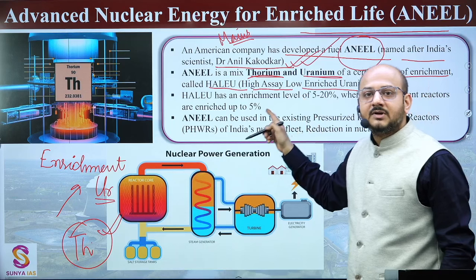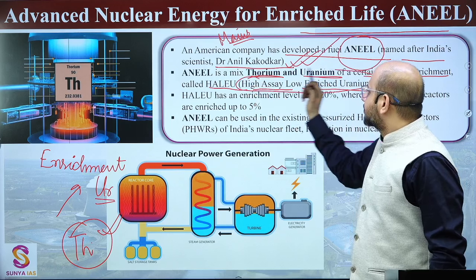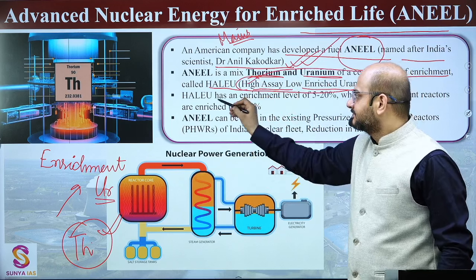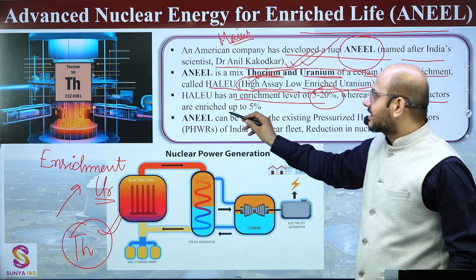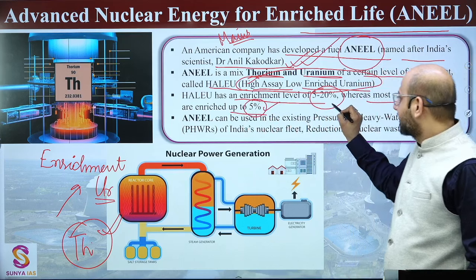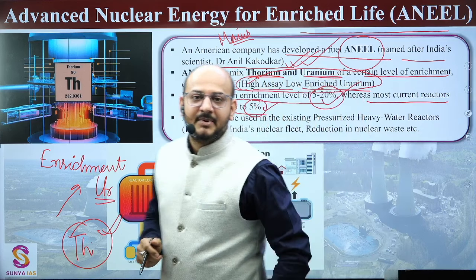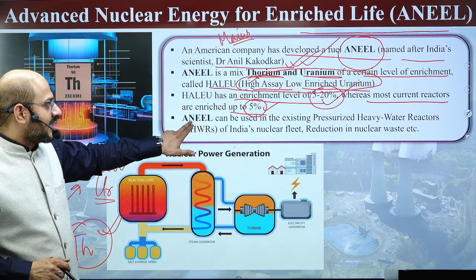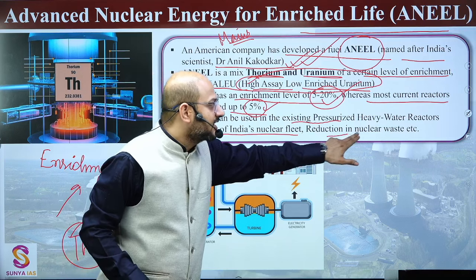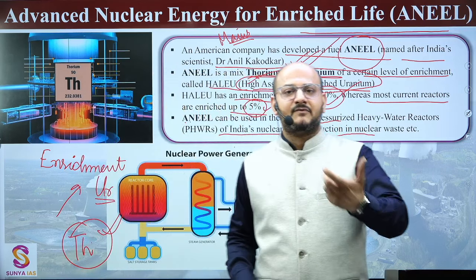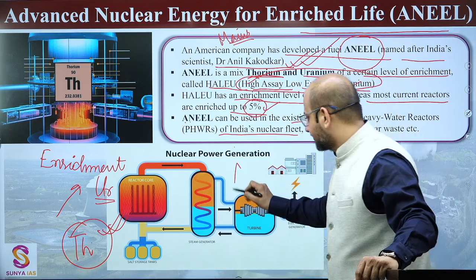In the exam, this word could also be given to you in prelims. I'm just discussing in nugget format: high assay low enriched uranium. It has an enrichment level of 5 to 20%, whereas most current reactors are enriched only up to 5%. तो इसका enrichment 5 से 20% है, current reactors का 5% ही होता है. It can be used in India's pressurized heavy water reactors. Anil can be used in the existing pressurized heavy water reactors of India's nuclear fleet, with reduction in nuclear waste, etc. Moreover, better fuel consumption from the Indian perspective, thorium consumption would increase, and lower wastage.